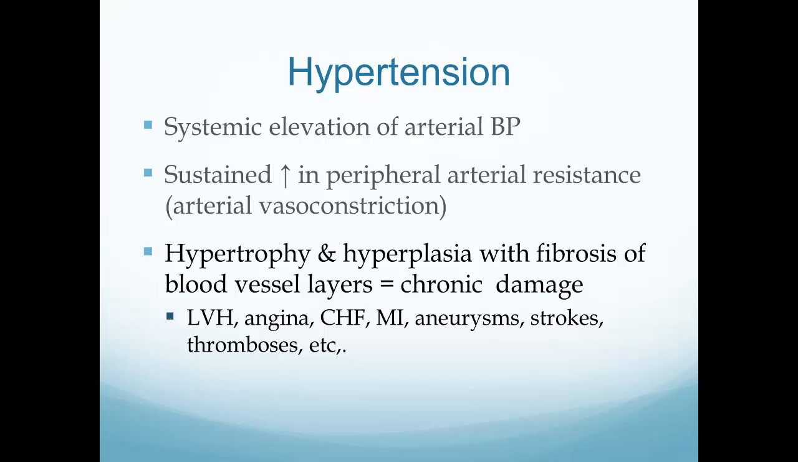Hypertension is a situation where we have an increase in our systemic arterial blood pressure. In most cases, most hypertension is going to be caused by some kind of renal deficit. The kidneys are kicking in and they're starting to cause the patient to have more renin on board, which is causing some vasoconstriction or things like that. So we have a sustained increase in our peripheral arterial resistance from arterial vasoconstriction. This can cause some serious problems in your patient.